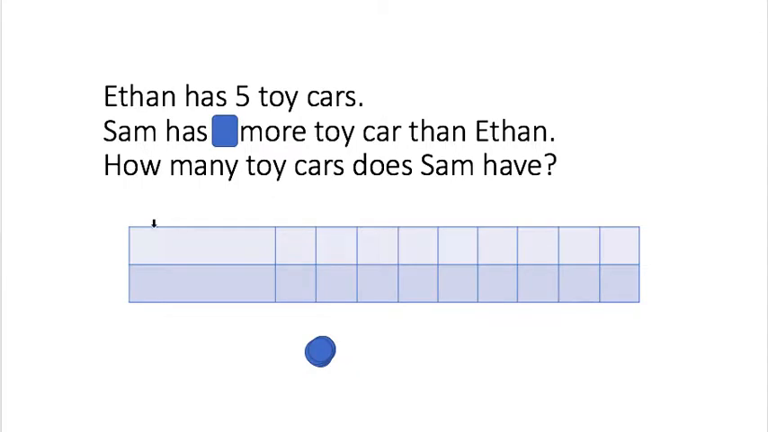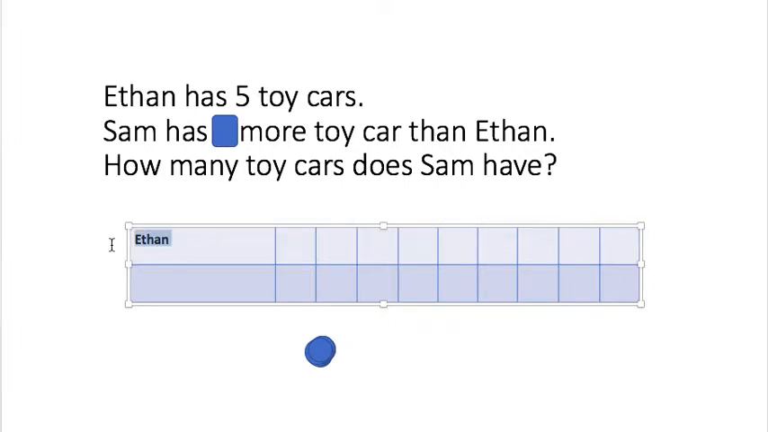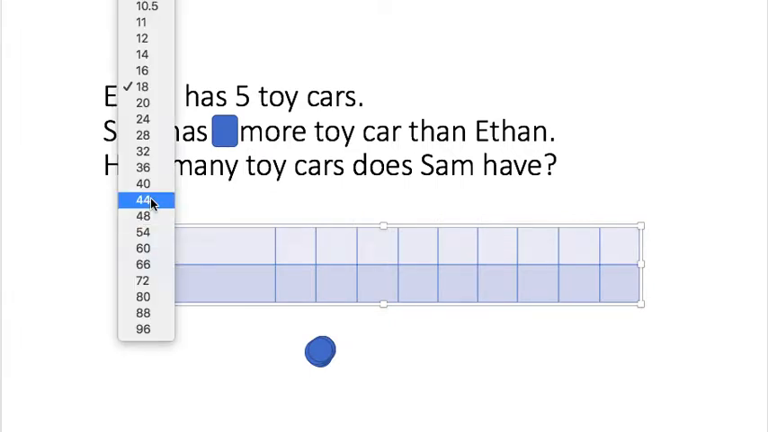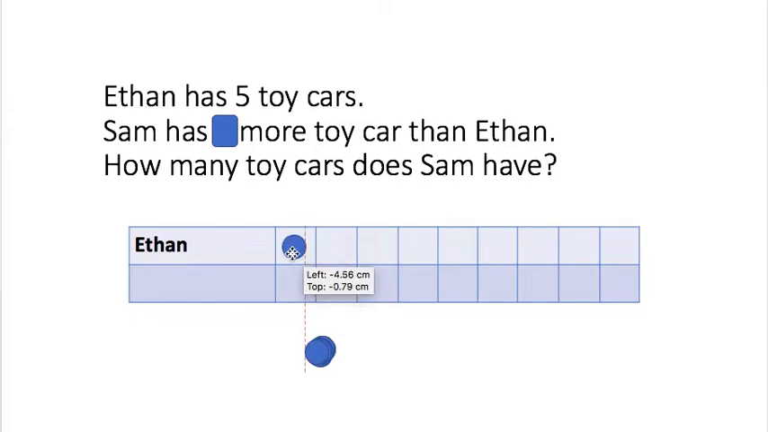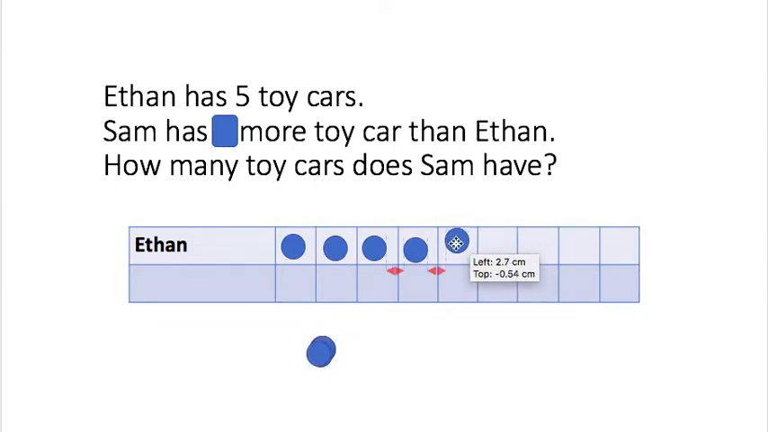Ethan has 5 toy cars. Okay, so we'll start by writing Ethan's name in our chart. Make it a bit bigger. And he has 5 cars. So let's give him 5 cars. 1, 2, 3, 4, 5. Perfect.